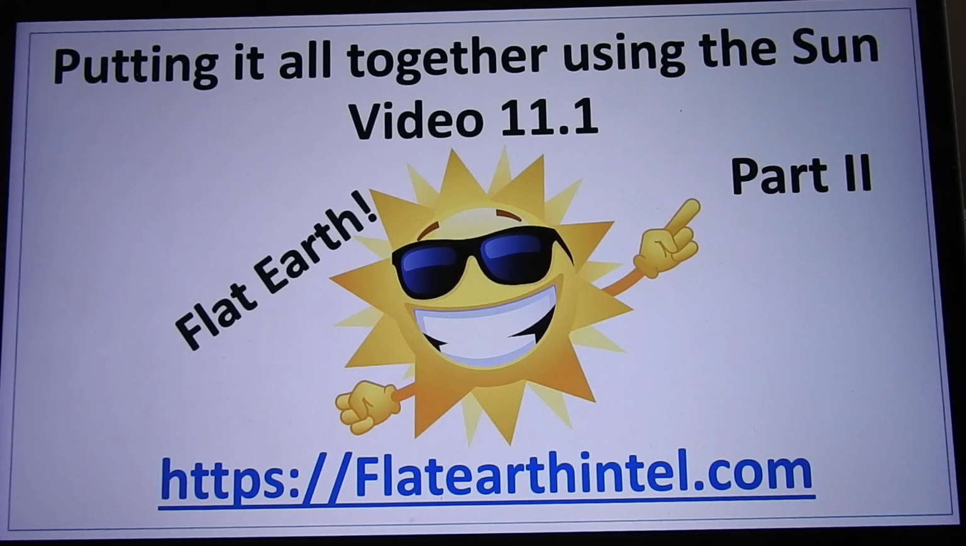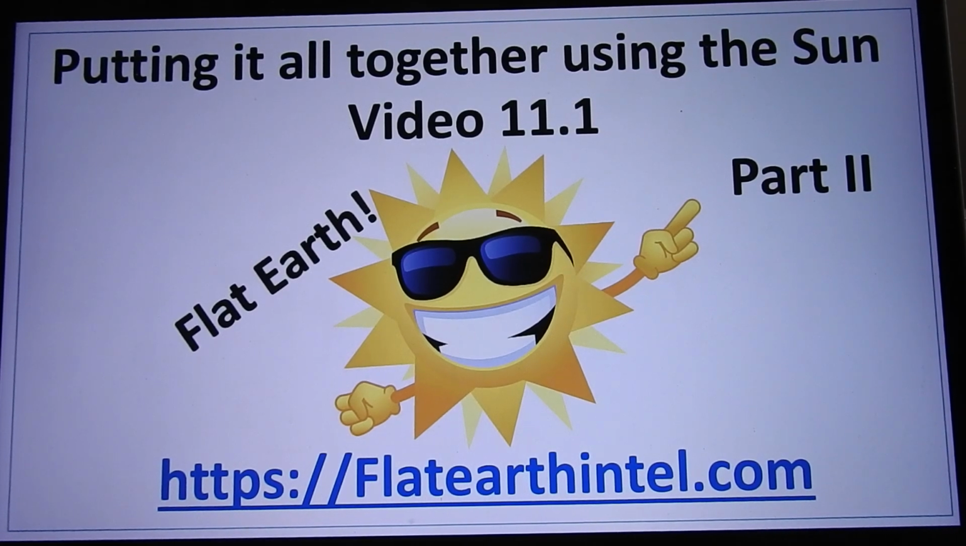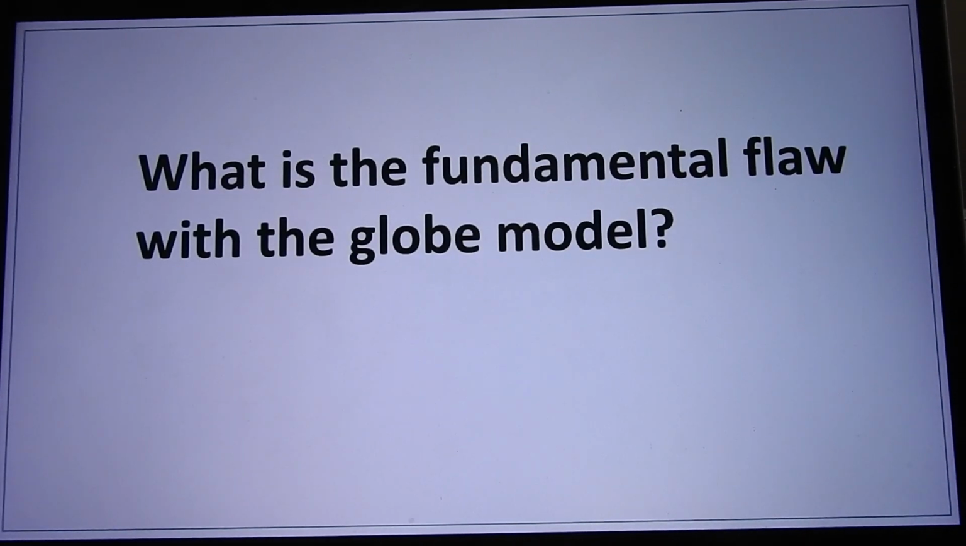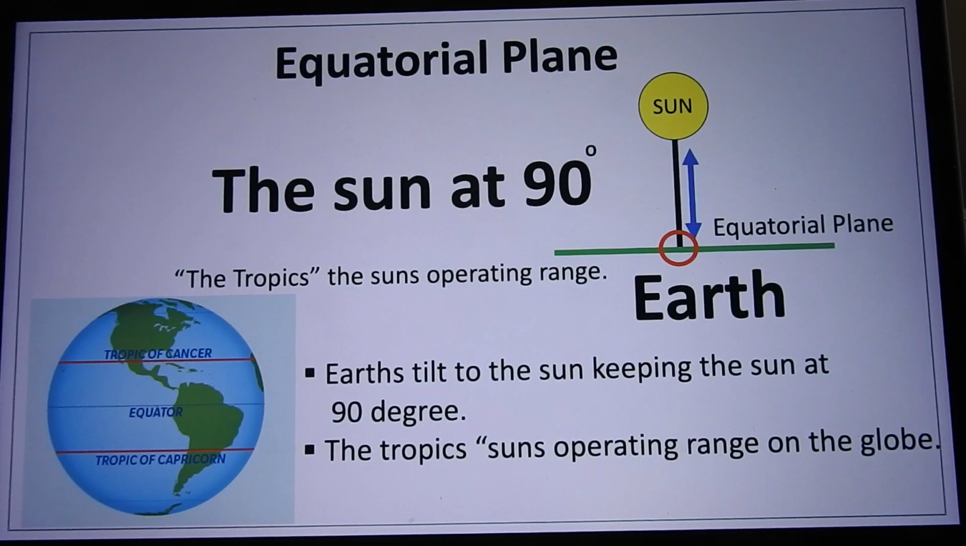So with that, we're going to continue on with part 2 of the 2-part presentation, putting it all together using the sun. What is the fundamental flaw in the globe model? Basically, it's the sun at 90 degrees. That creates a huge problem for the globe model.